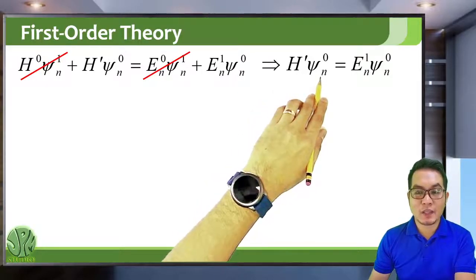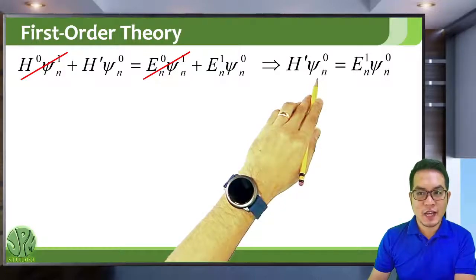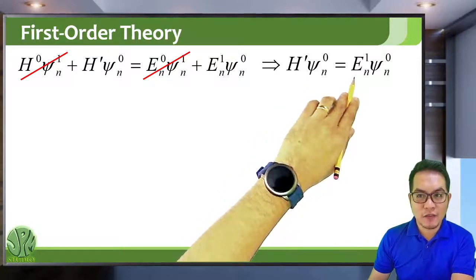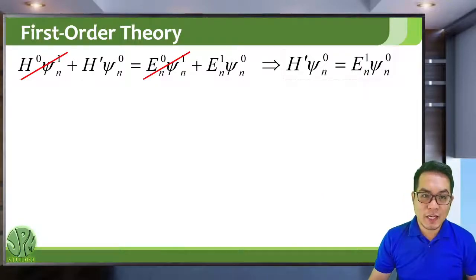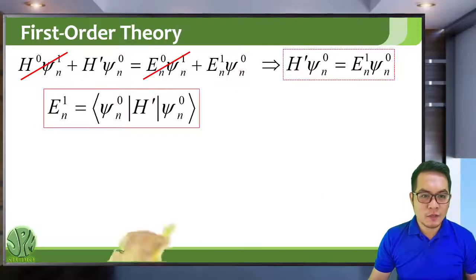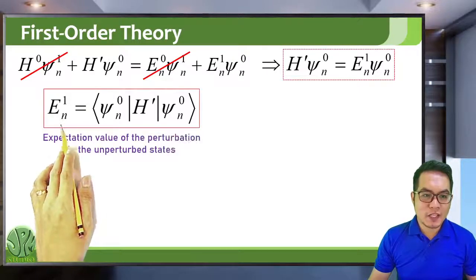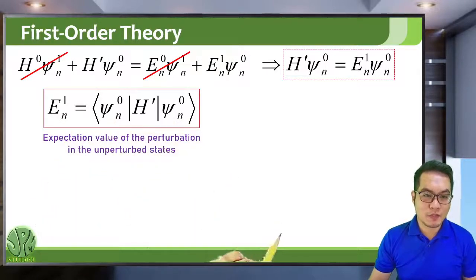acting on the unperturbed states, and it will produce energy eigenvalues, which is just En1, or the first order correction in energy. So the first order correction in energy is now given by this equation. This is actually just the expectation value of the perturbation in the unperturbed states.